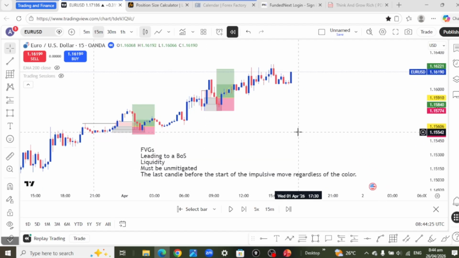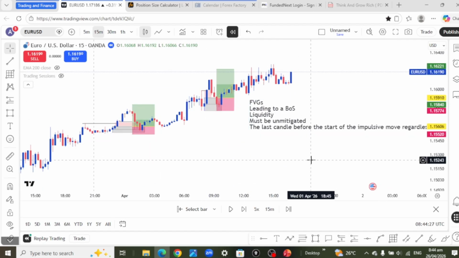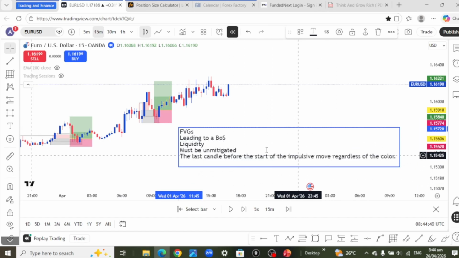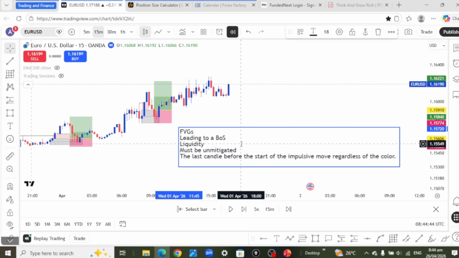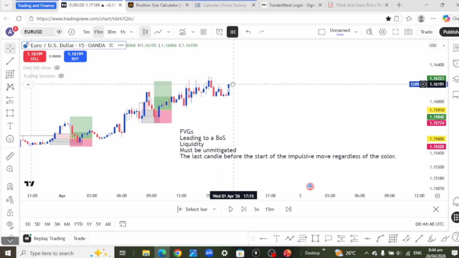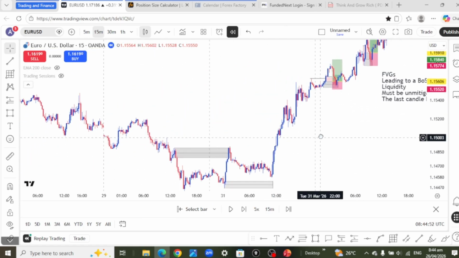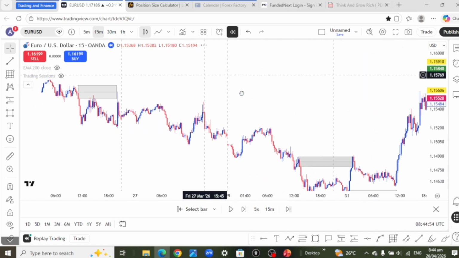So this is how you can trade order blocks. You just need to have these conditions in memory: fair value gaps that lead to a break of structure, liquidity, it must not be mitigated, and you look for the last candle before the impulsive move. The last candle, it doesn't matter the color, it can be bullish, it can be bearish. So once you have these conditions, you are good to go. This is how you would have traded order blocks profitably.